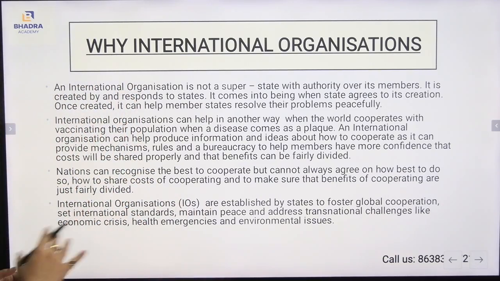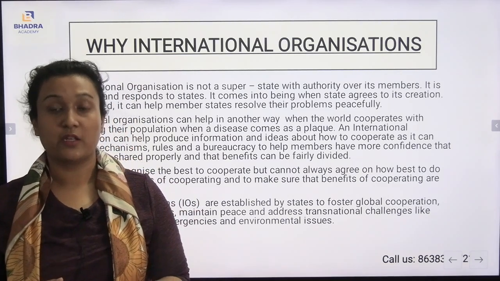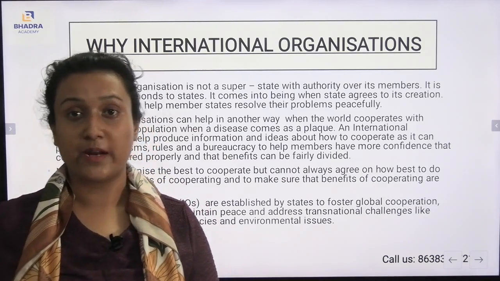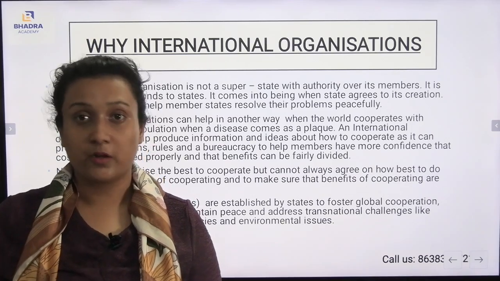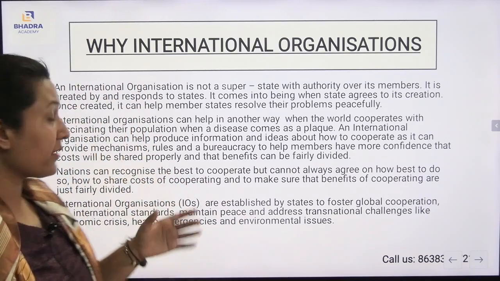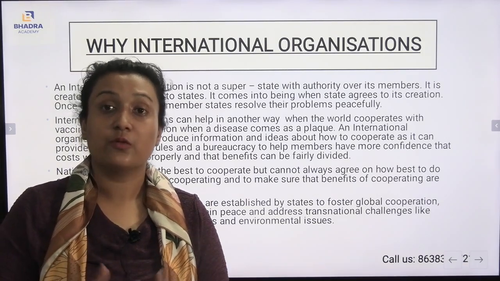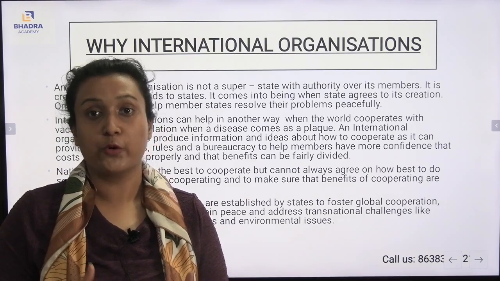Also, an international organization can help produce information and ideas about how to cooperate, as it can provide mechanisms, rules, and a bureaucracy to help members have more confidence that costs will be shared properly and that benefits will be fairly divided. First of all, an international organization provides information to member countries. On the other hand, it provides mechanisms, rules, and a kind of regulation so that all the states can maintain peace and cooperation among them.